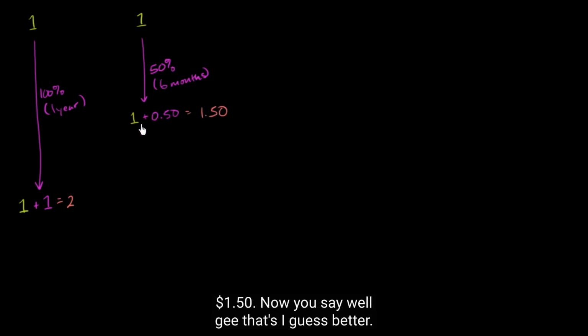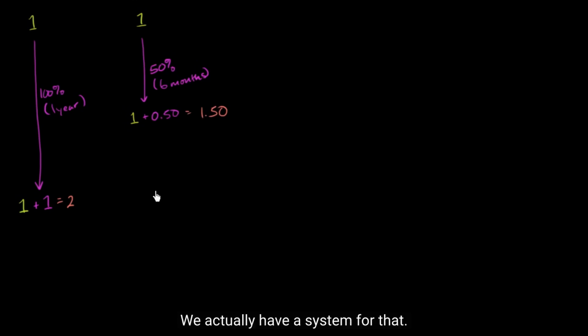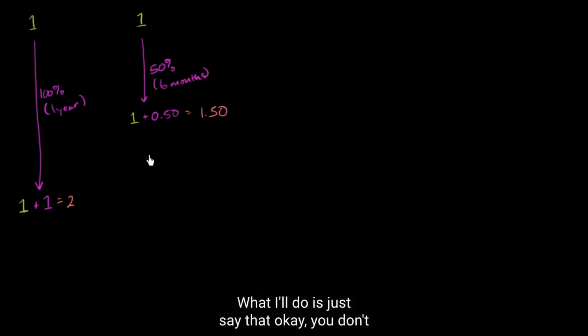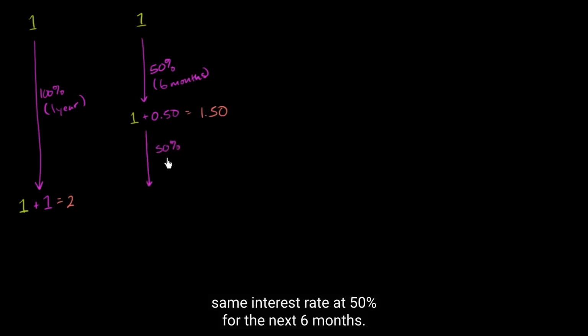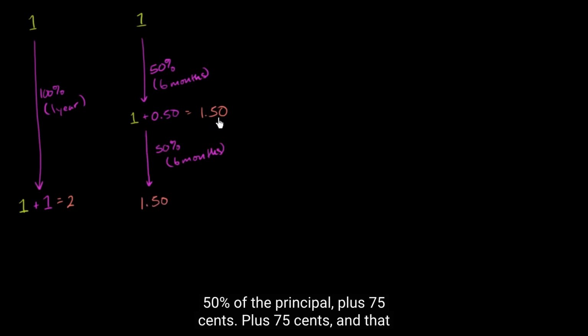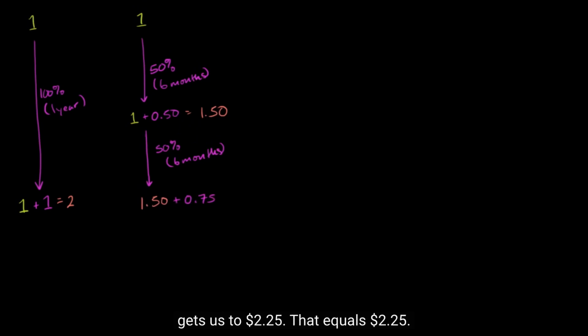Now you say, well, gee, that's, I guess, better. But what happens if I don't have the money then? If I still actually need a year? And I say, well, we actually have a system for that. What I'll do is just say, okay, you don't have the money for me yet. We can think about it that I'll just lend that amount that you need for another 6 months, at the same interest rate, 50% for the next 6 months. And so then you'll owe me the principal, $1.50, plus 50% of the principal, plus 75 cents, and that gets us to $2.25.